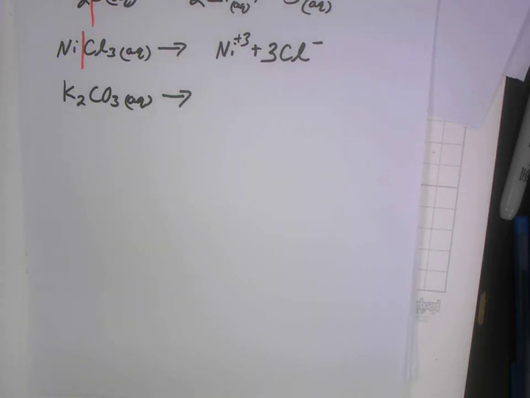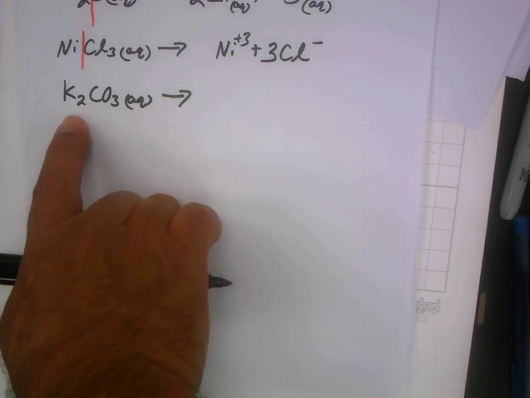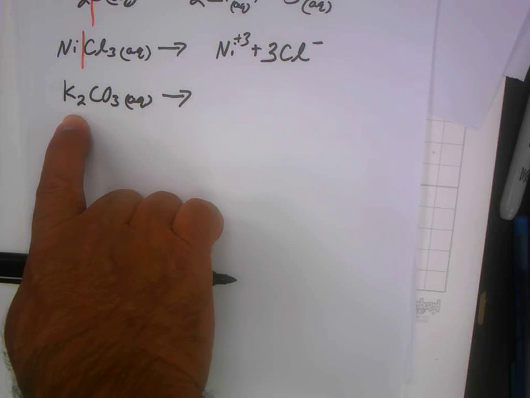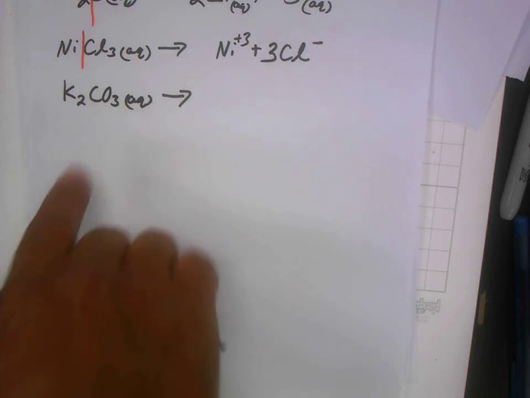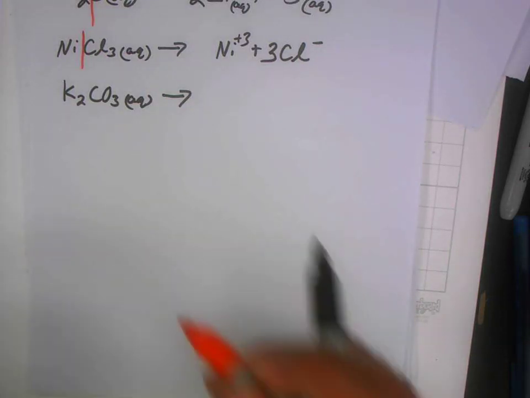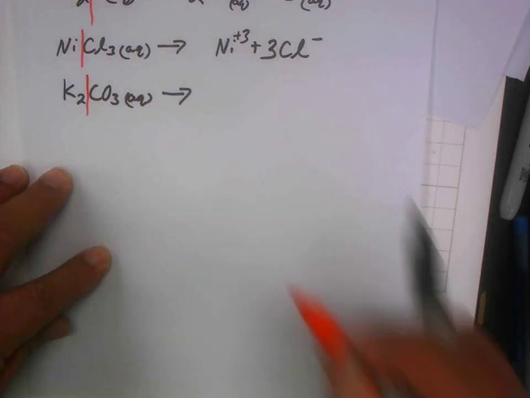Here's the little rule. Usually the cation, the positive ion, is made up of 1 metal. So the first element is usually your cation. Usually. The exception is ammonium, the only positive polyatomic ion that we're using. When ammonium is your cation, then it begins with ammonium. But if not, it's just usually the first element is your cation. And then the rest is the anion.